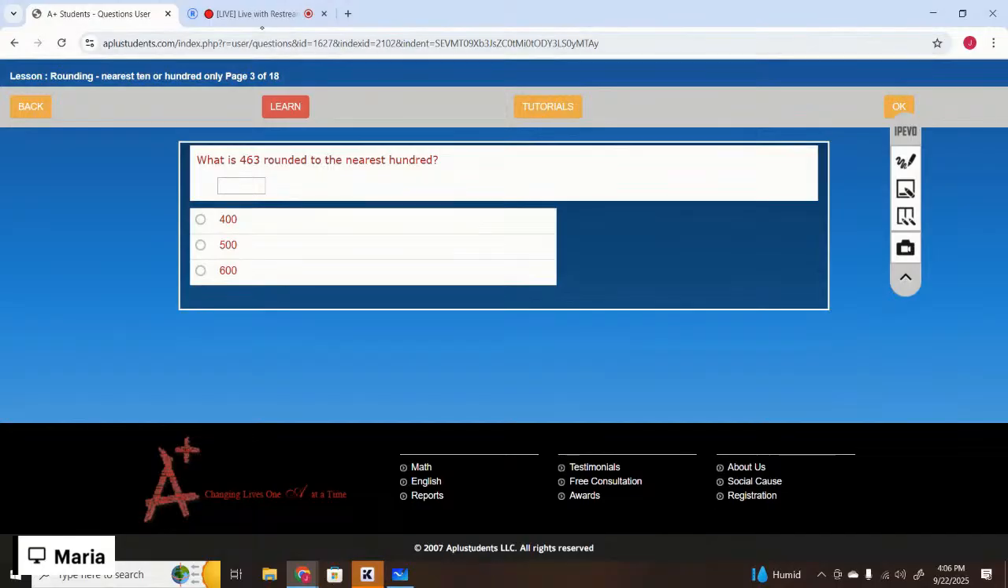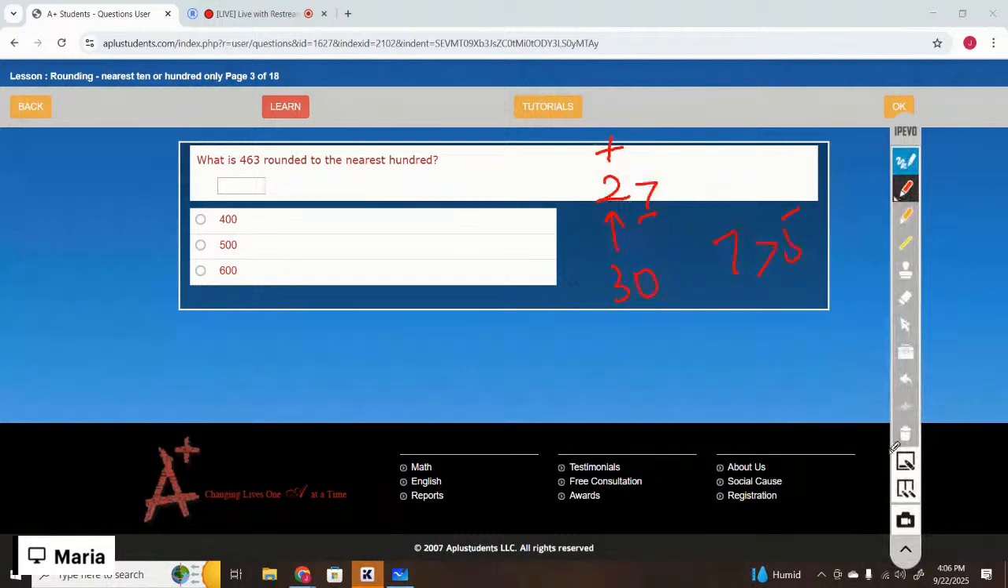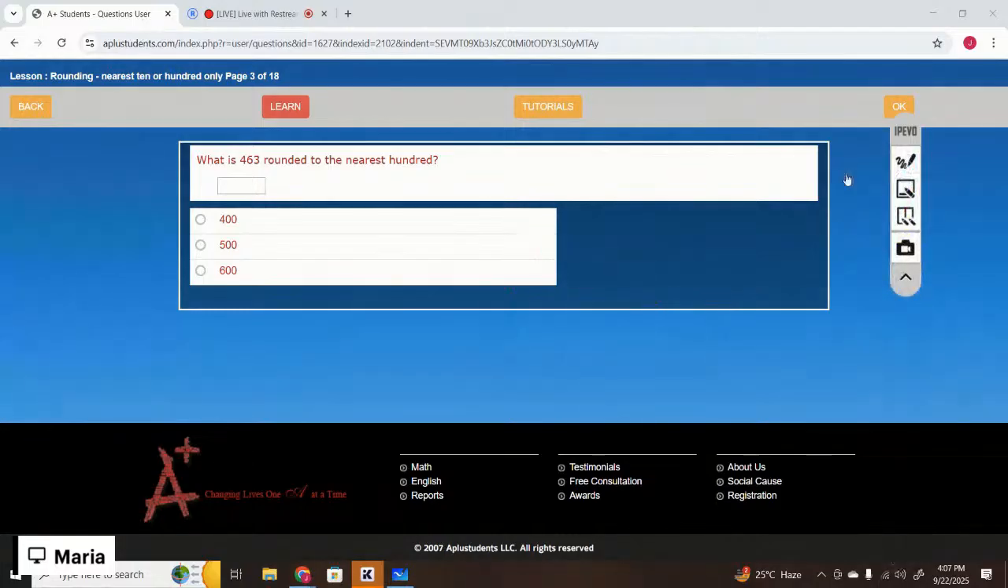What is 463 rounded to the nearest 100? 463. 4 is at the hundreds position. Right next to 4 we have 6. And 6 is greater than 5. So you need to round up. So it would be rounded to 500. The correct option is 500. Option number 2 is the correct option.